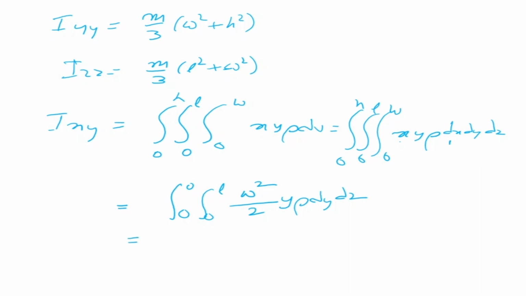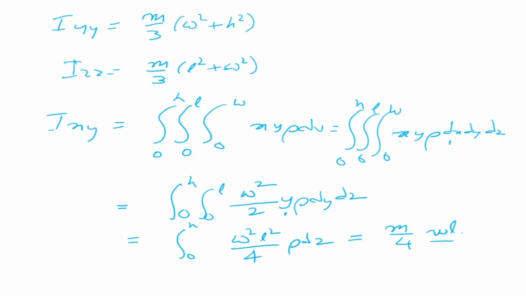Then I integrate with respect to y. I get the integral of 0 to h, w squared l squared, since y becomes y squared and the limit is 0 to l, so it becomes l squared by 4, rho dz. And then finally we get the same logic again. So we are getting m by 4 w into l.